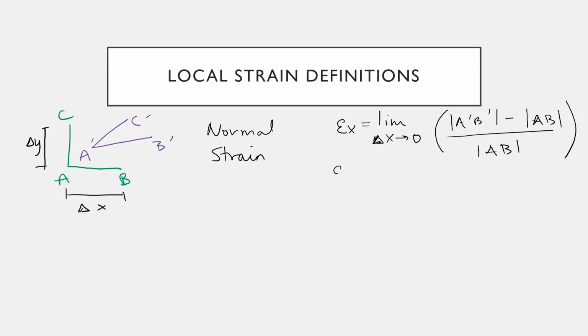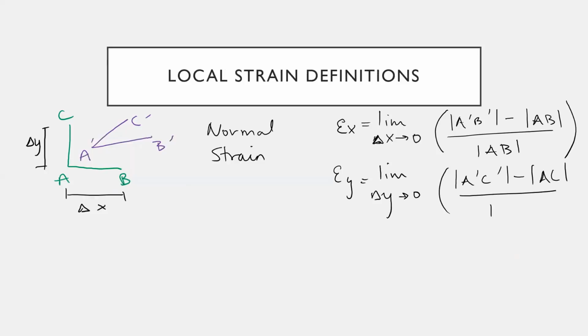We can say that the strain in the y direction is the limit as delta y goes to 0. Final length is A prime C prime. Initial length is AC. On the bottom, we have AC.